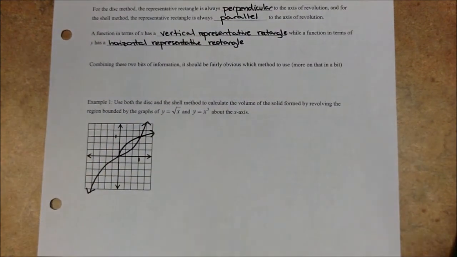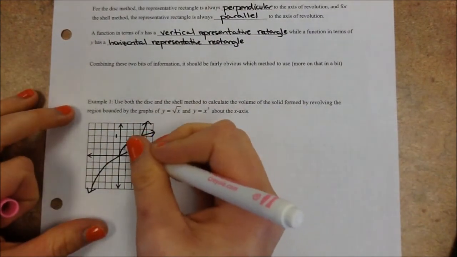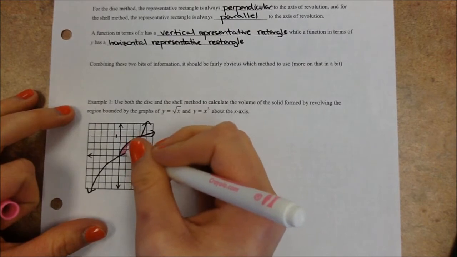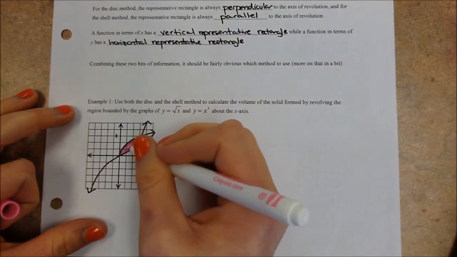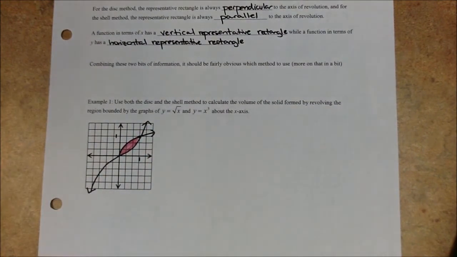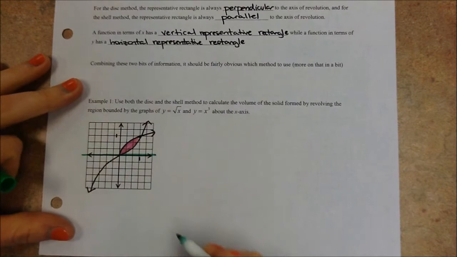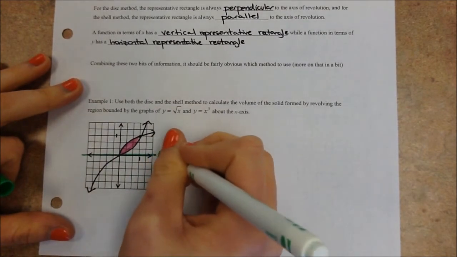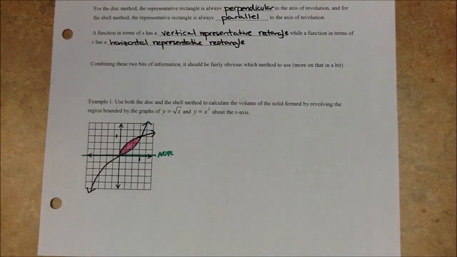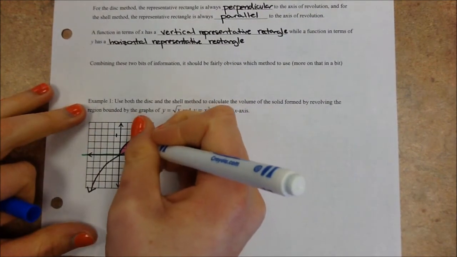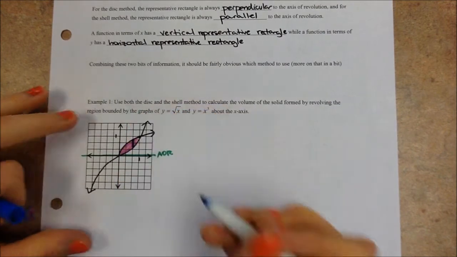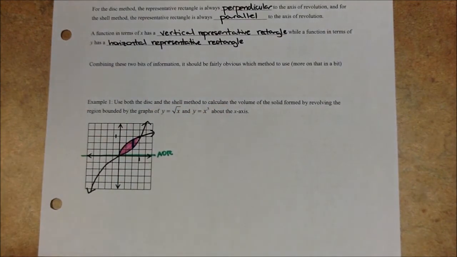Okay, so same as always, I need to see 3 things. I want to see the shaded region. I want to see the axis of revolution, so we're revolving about the x-axis, which is this horizontal line right here. And then we're going to do both methods. So if we're going to do the disk method, that means we are going to have a vertical rectangle. So let's start there with the disk method, and then we'll talk about shell method.